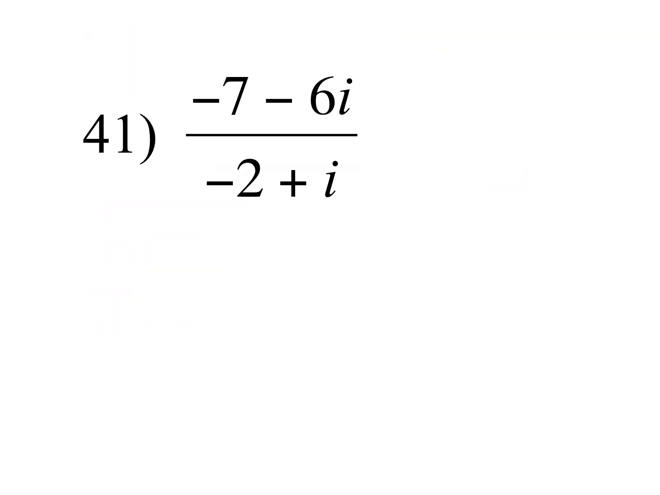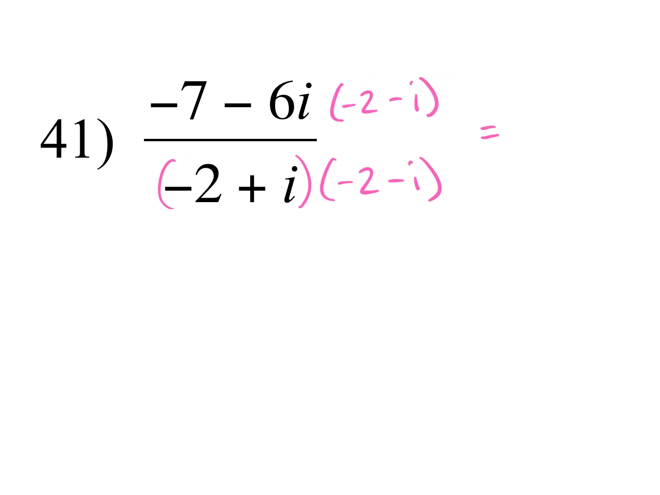So with 41, what should we do? Perfect. We want to multiply by the conjugate of the denominator, so negative 2 minus i. Awesome. The first term stays the same. It doesn't matter if it's positive or negative. It stays the same. Just the sign in the middle changes. So we have to multiply that same thing to the top too. So negative 2 minus i. Up top, we want to FOIL.